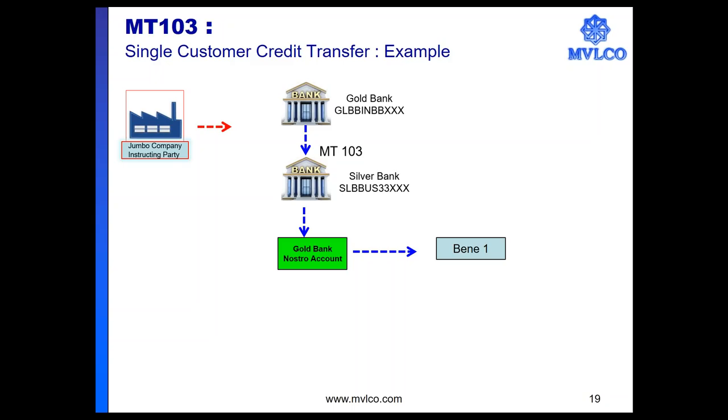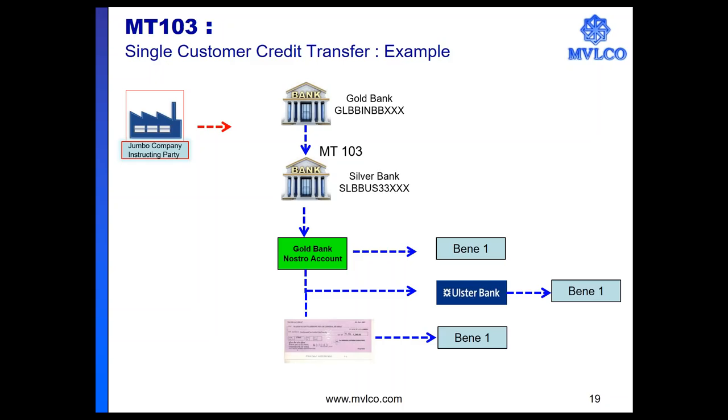It could send it directly or through a correspondent asking Silver Bank that, Silver Bank, please make the payment out of Gold Bank's account and pay some beneficiary. So you'd have the first payment where the beneficiary also has an account with Silver Bank. You have the second payment where the beneficiary has an account with somebody else. Now in this case, please note that I am not using the name beneficiary 1, beneficiary 2, beneficiary 3, because in a MT103 single customer credit transfer, you can pay only one party at one go. You can't pay multiple parties. This is a single customer credit transfer.